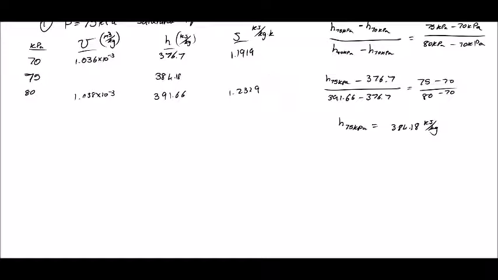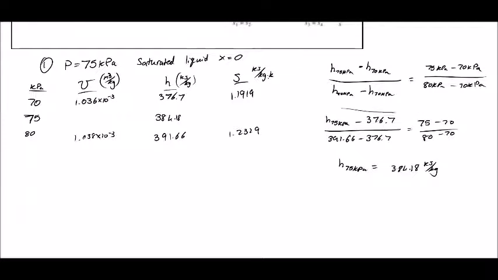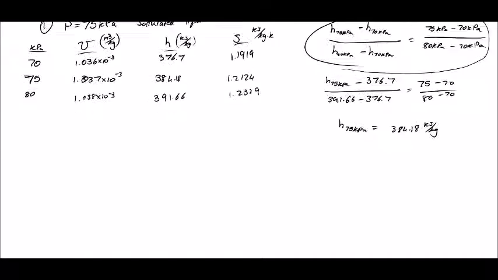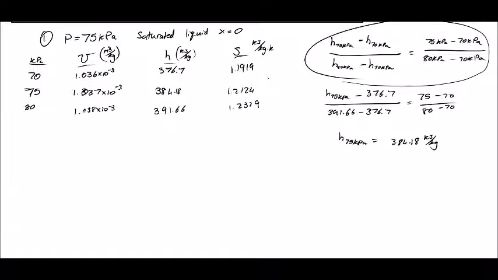Now you're going to do the same process for specific volume and entropy, but I'm going to leave that to you. We have the formula right here. You can change H to be S, or you can change H to be V, and it'll work for every situation. I'm just going to give you the values so that we can move on. So specific volume is going to be 1.037 times 10 to the negative third, and then entropy is 1.2124. Great, we now have all the values for state 1, and we can move on to state 2.